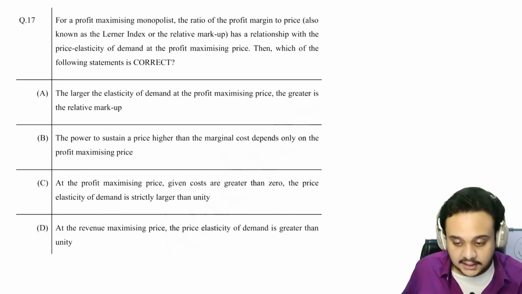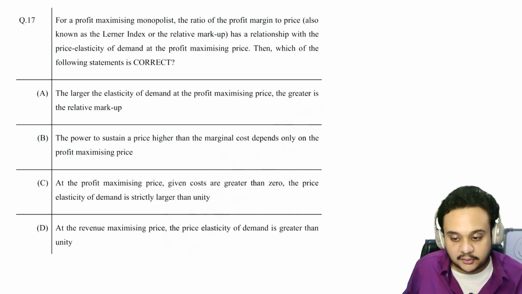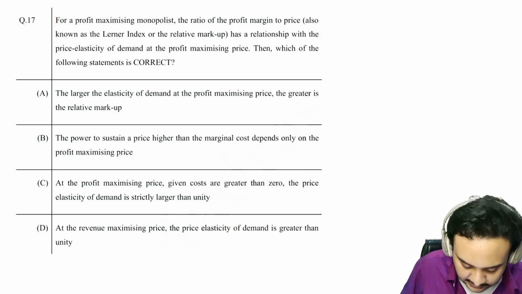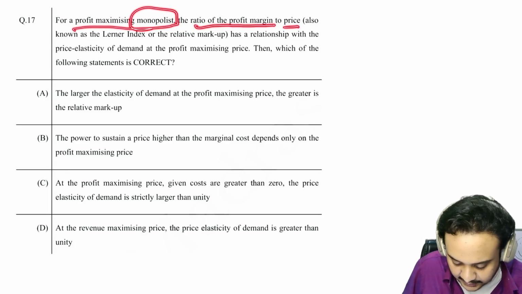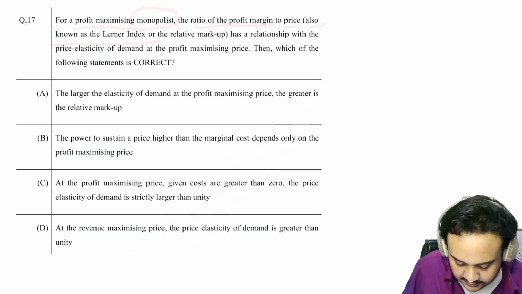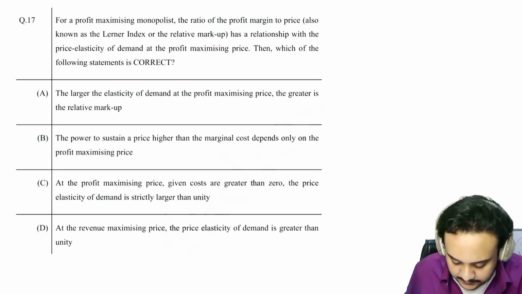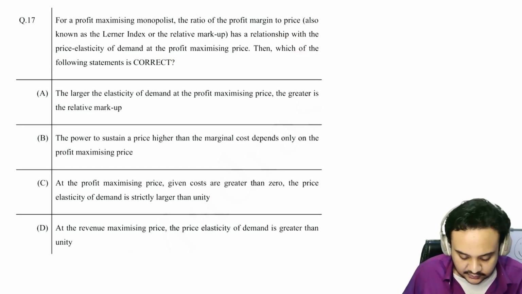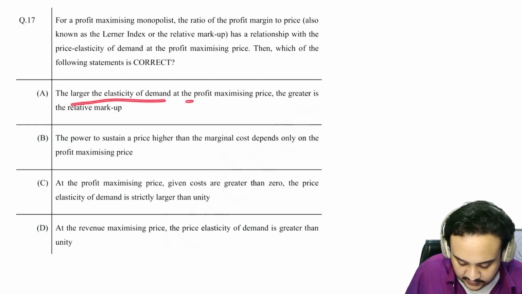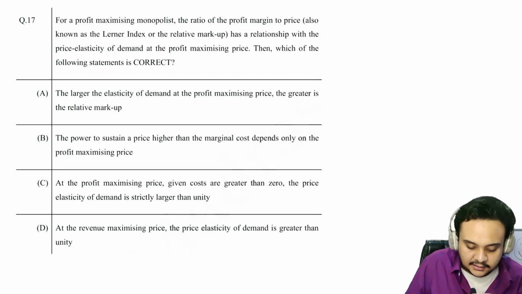We will understand more in depth what this exactly means with a PYQ. This was asked in 2024, question number 17. For a profit maximizing monopolist, the ratio of profit margin to price, also known as the Lerner index or the relative markup, has a relationship with the price elasticity of demand at profit maximizing price. Then which of the following statements is correct? Let us read the first one. The larger the elasticity of demand at profit maximizing price, the greater is the relative markup. Let us write the formula one more time.